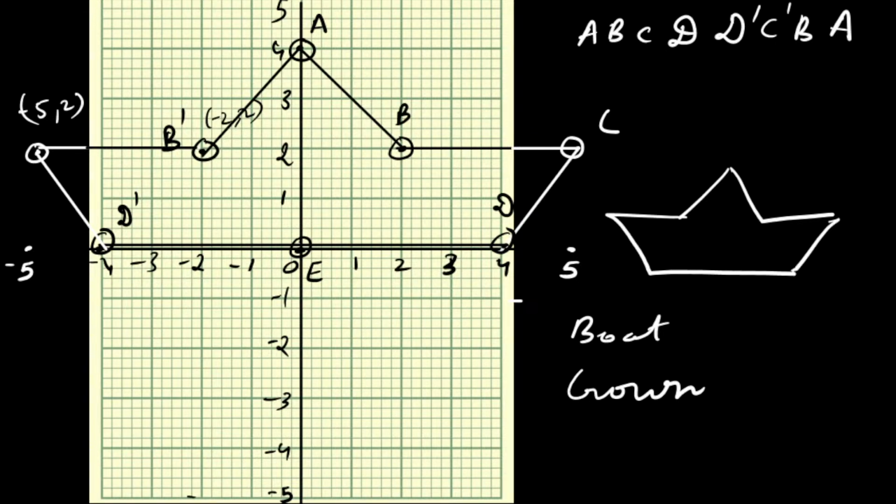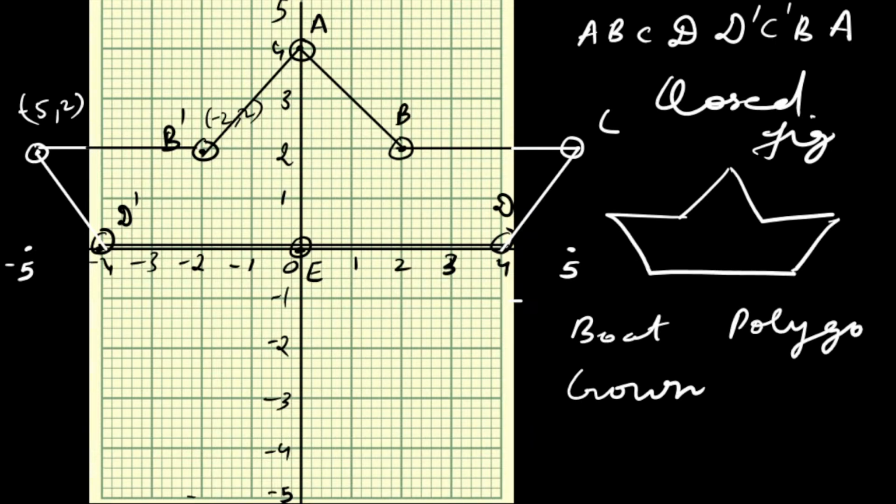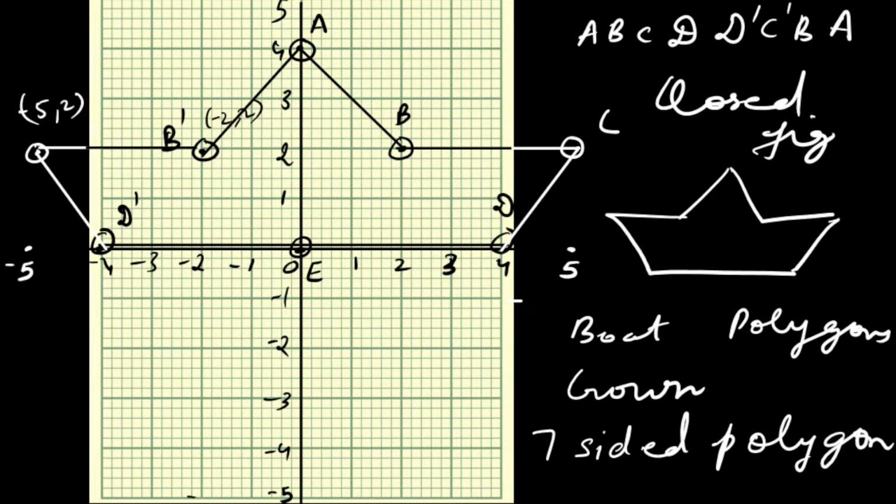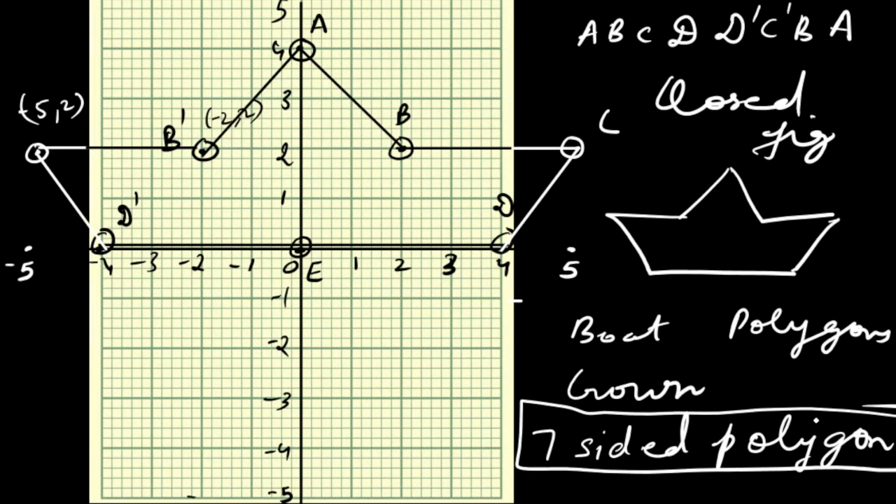I want to tell you the most accurate name, because this is a closed figure. Closed figures we always call polygons. So you can mention here how many sides there are. Here I have 1, 2, 3, 4, 5, 6, 7, so you can mention a seven-sided polygon. Whichever type of polygon you get, you can mention it like that, because it's a closed figure, it's a polygon and it has seven sides. So we have completed the first question.